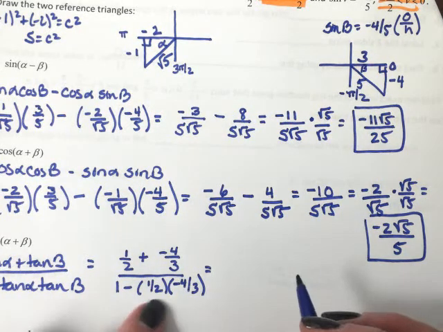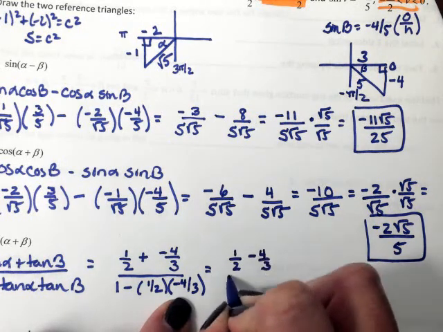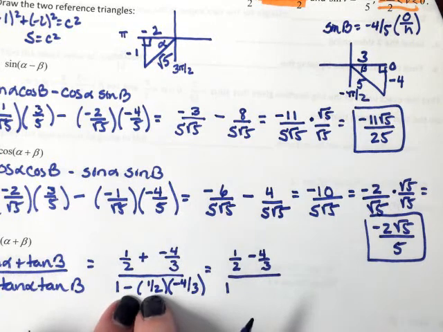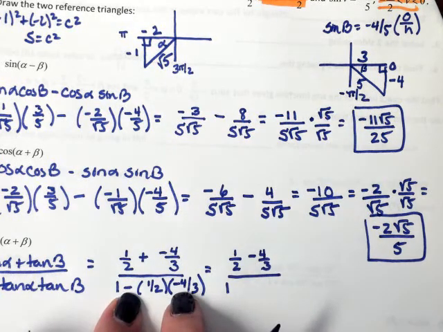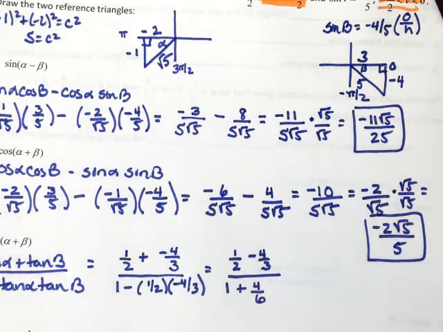So now when I multiply these two fractions in the denominator together, I end up with 1/2 times -4/3. That's going to give me -4 over 6, but that's going to become a plus. So that's going to be +4 over 6.